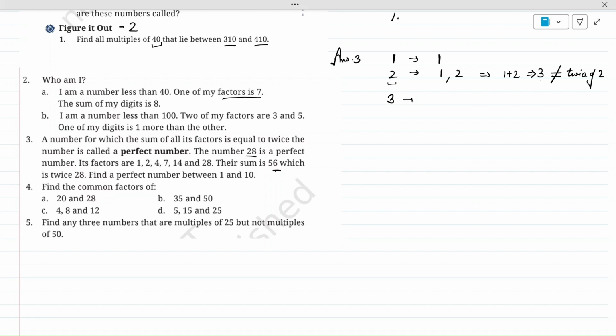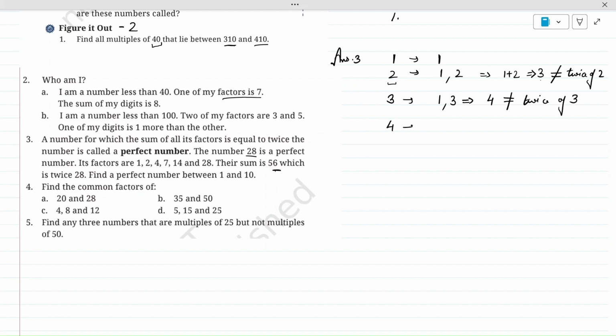Now I will take 3. For 3 we have 1 and 3 as the factors. If I add 1 and 3, I will get 4. And again 4 is not twice of 3. So 3 is also not a perfect number.